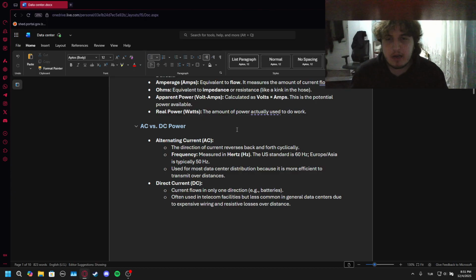AC versus DC power. Alternating current: the direction of the current reverses back and forth cyclically. Frequency is measured in hertz. The US standard is 60 hertz. Europe and Asia are typically 50 hertz. It is used for most data center distribution because it is more efficient to transmit over distances.